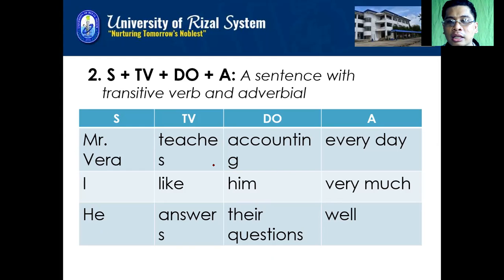Mr. Vera teaches accounting every day. So our subject here is Mr. Vera. The transitive verb here is teaches, and the direct object is accounting, and our adverbial here is every day. Now, let's analyze this sentence. So we can formulate the question using our transitive verb. Mr. Vera teaches what? Accounting. So that means accounting is a direct object.